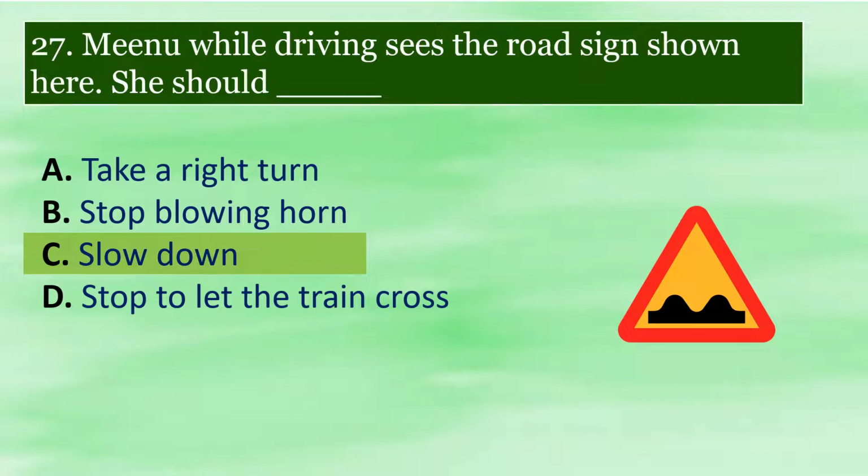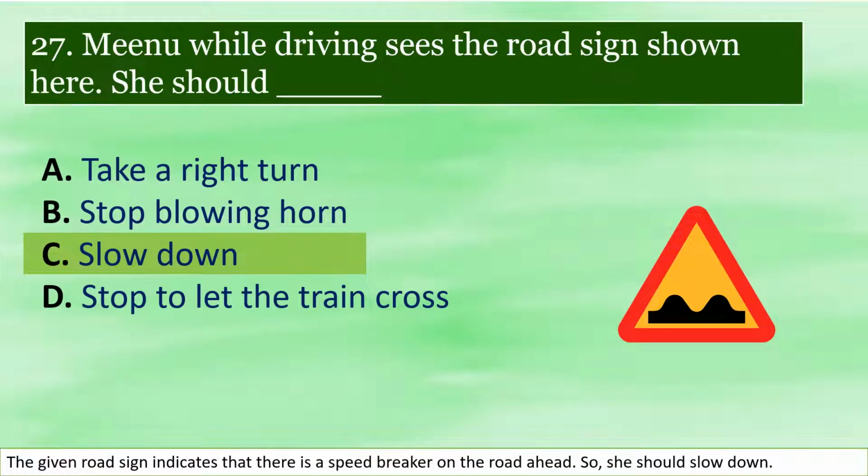The answer is slow down. The given road sign indicates that there is a speed breaker on the road ahead, so she should slow down.